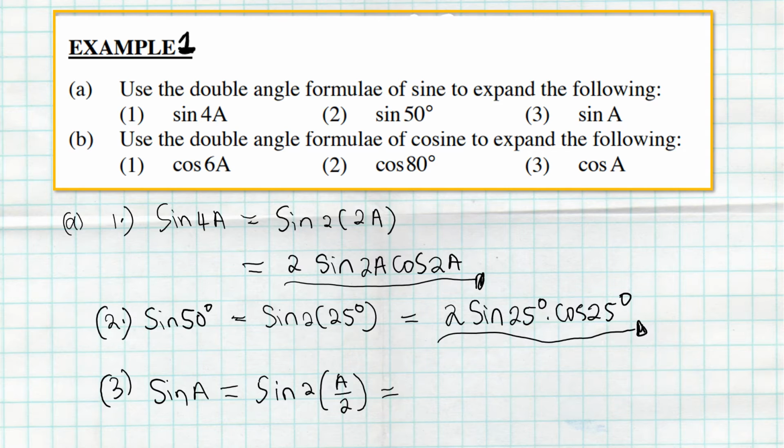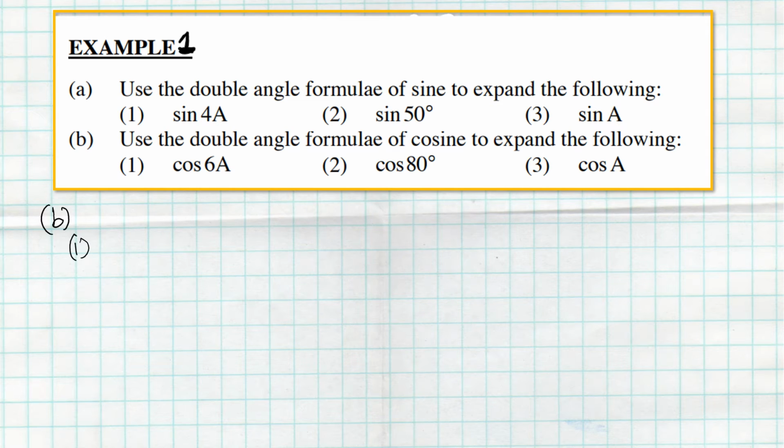So if we express it using the double angle formula, we multiply with 2, then we say sine, we divide the angle with 2, so it will be A over 2, multiplied by cos A over 2. Can you see? Then you have expressed it using double angle formulae. Okay, let's go to B.